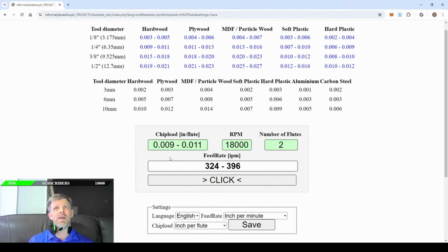And that essentially will give you the best chip load. It's sort of the easiest way to think about chip load in general, because your chips need to be the right size in order to carry that heat away from your cut. And this is true in all materials.